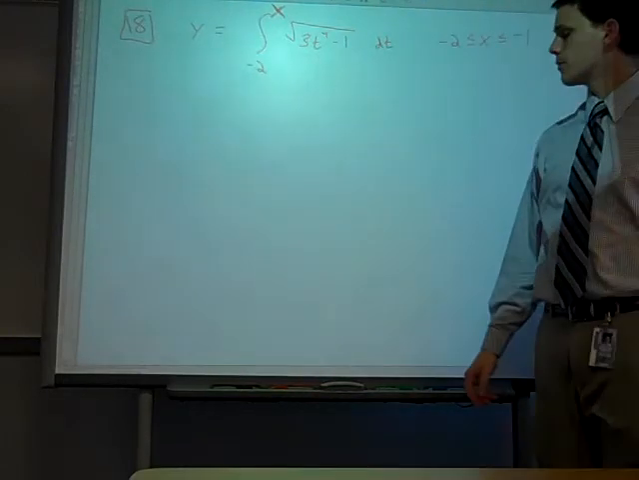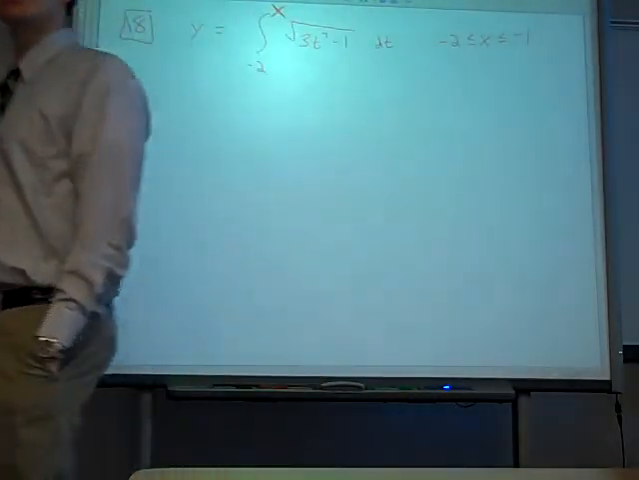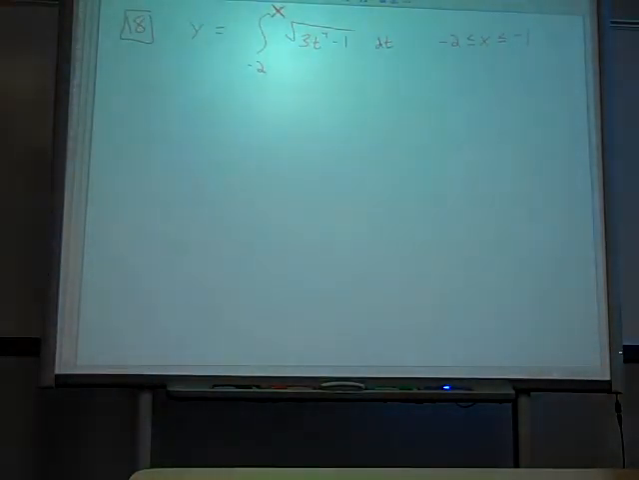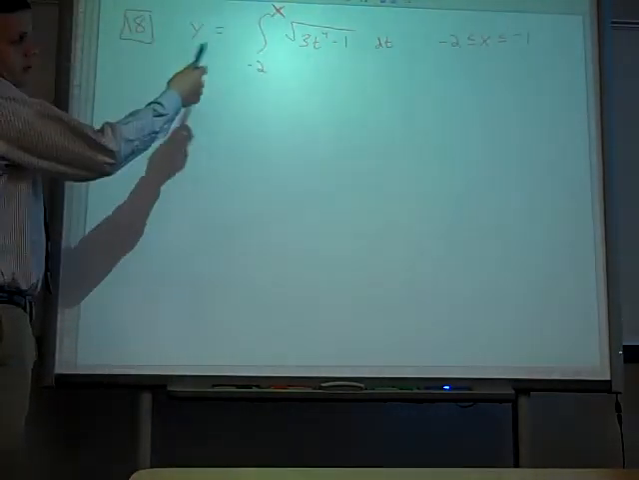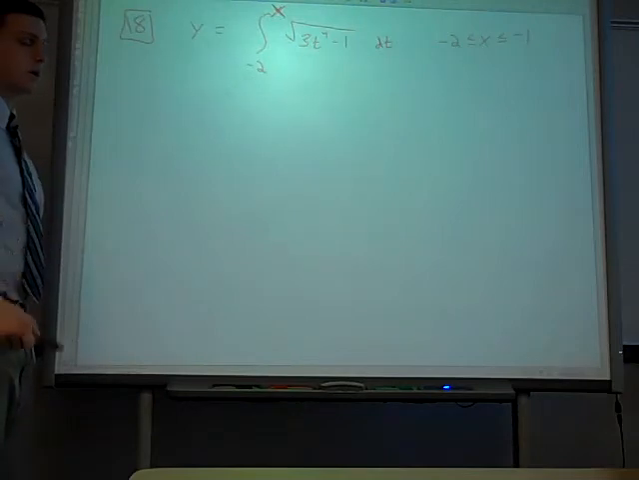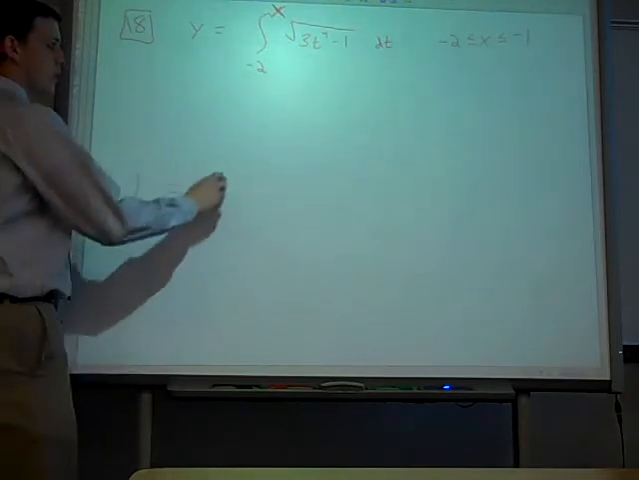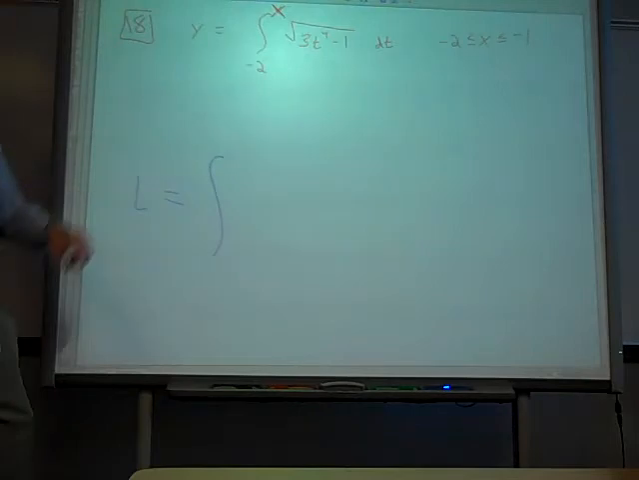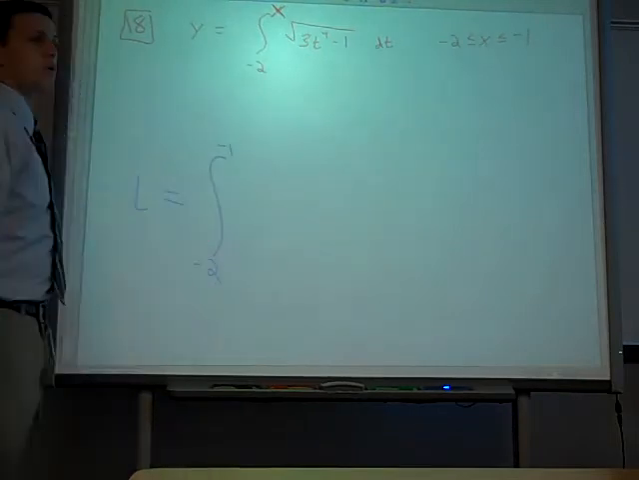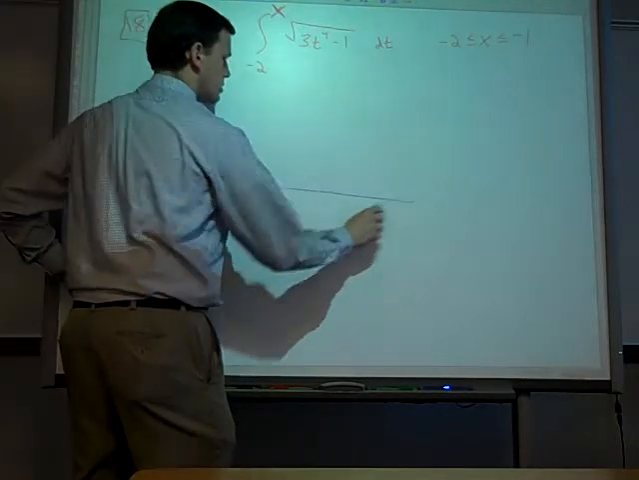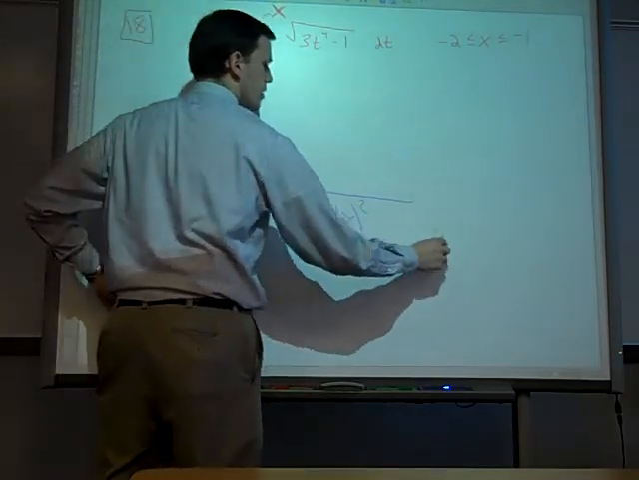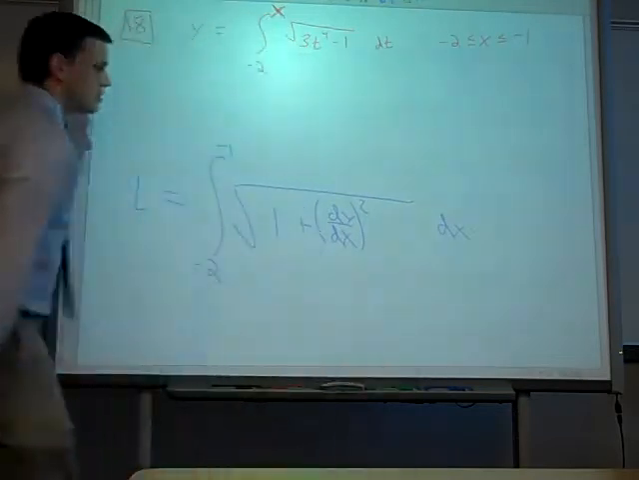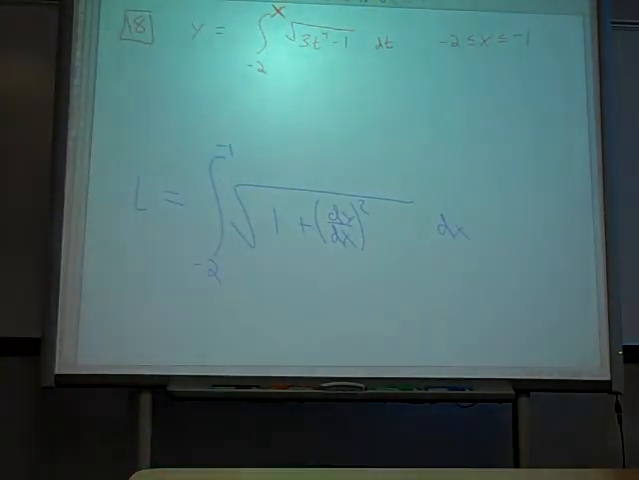So this is some curve. They're describing the function as an integral, so it's hard to visualize this. My point is, it's hard to graph this. You don't really even know what it looks like. So our integral, it tells us the bounds. We go from -2 to -1 of the square root of 1 plus the derivative squared dx. So here's our formula. The only thing we need to figure out is what dy dx is, and we're good.